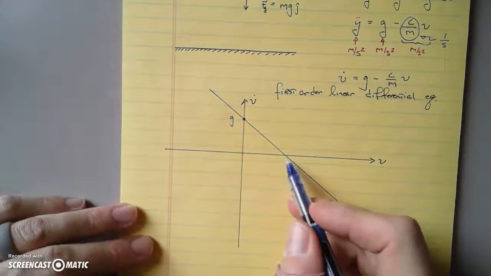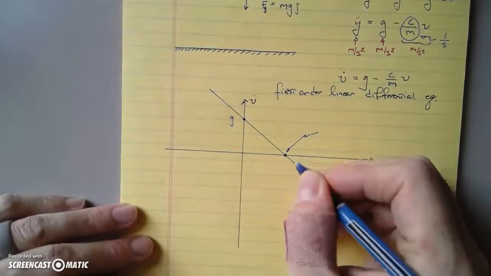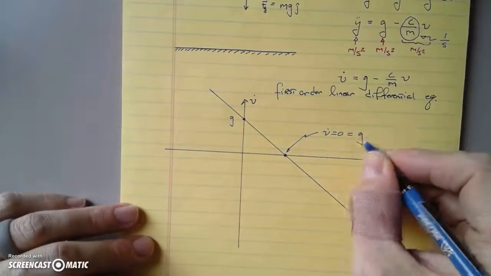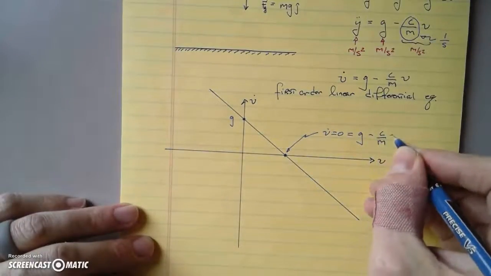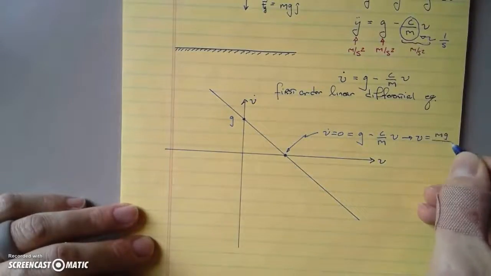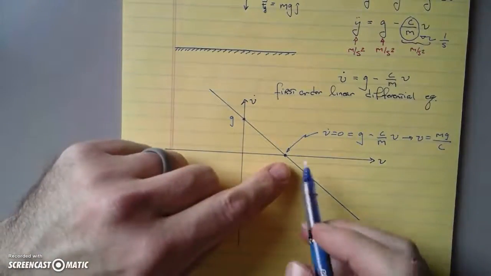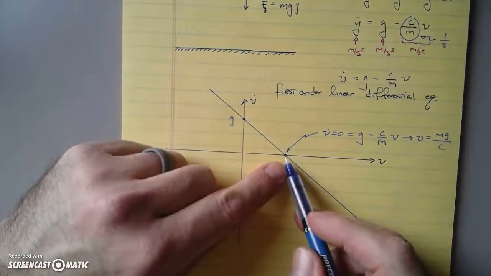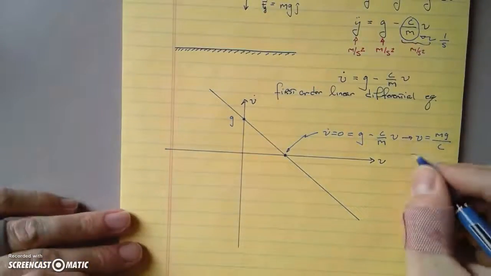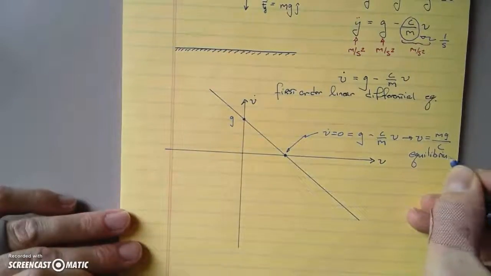It's not going to be eventually, though. We can find the coordinates of this point. This is when V dot is 0. So that is a velocity of mg over c. So at this particular speed, there's no acceleration. That's interesting. This is an equilibrium. What kind of equilibrium we will find out in a minute.